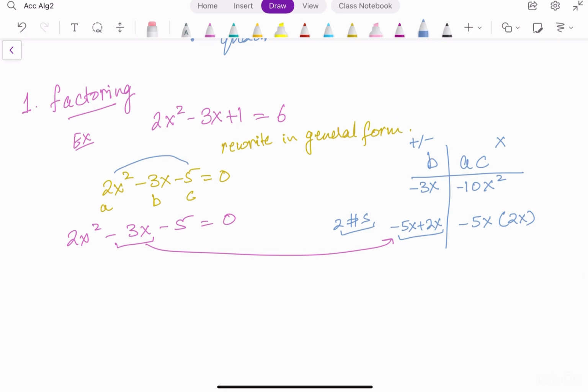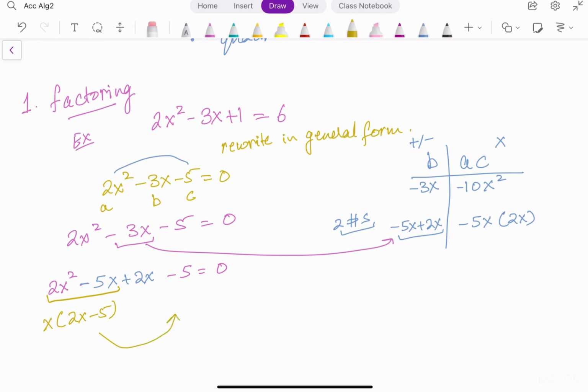So let's rewrite it. 2x squared minus 5x plus 2x, and the rest of the equation will remain as it is. Now once that is done, we have four terms. We will try to factor the first two terms together. So I can factor out x, and in the parentheses it will be 2x minus 5.